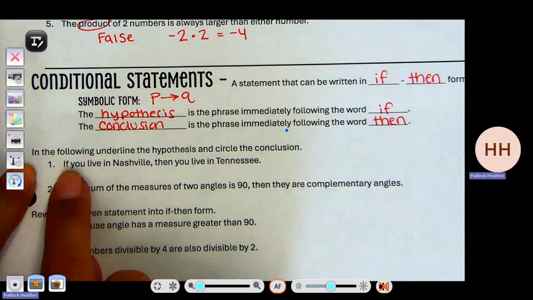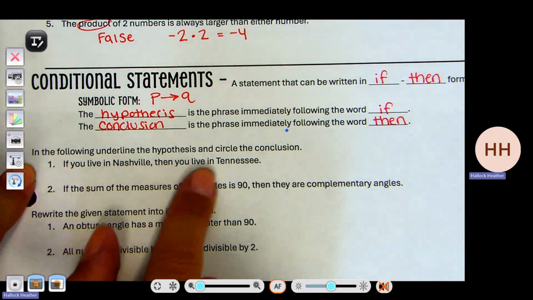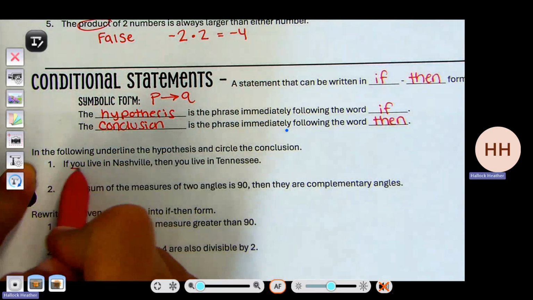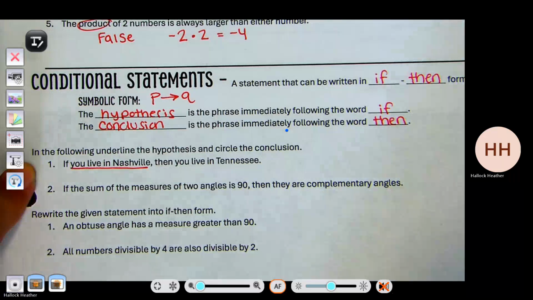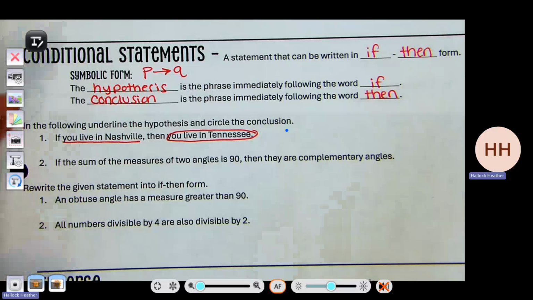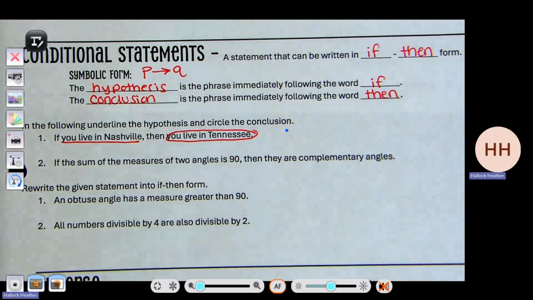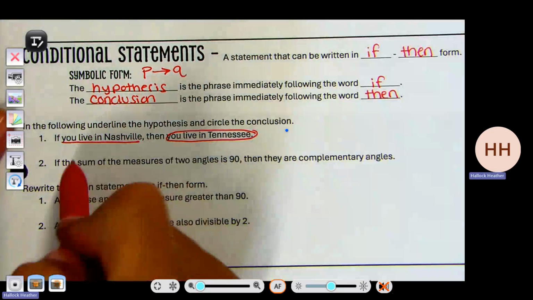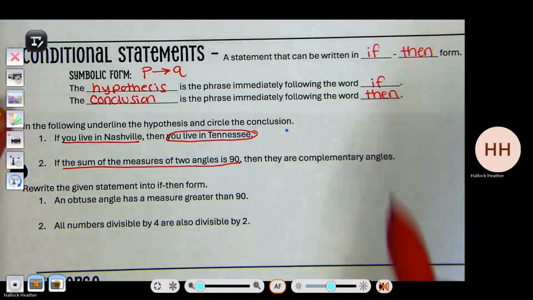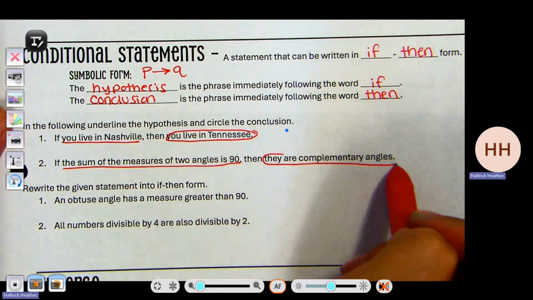So let's do the first one together. If you live in Nashville, then you live in Tennessee. So what is my hypothesis? You live in Nashville. What's my conclusion? You live in Tennessee. Try number 2. This is kind of like the intro to separating the sentence. You need to recognize there's 2 pieces to your sentence. So what's my hypothesis? Tell me. Nice. What's my conclusion? They are complementary angles. Good.